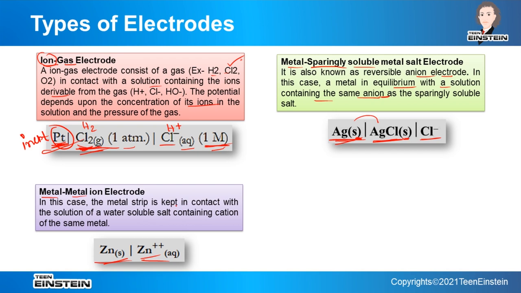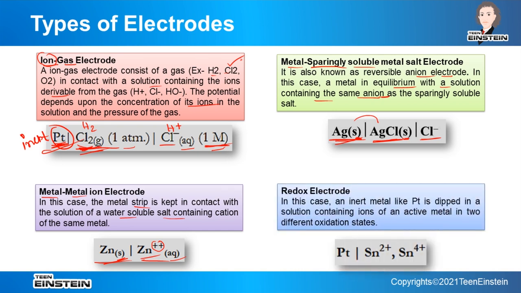So a metal strip or rod, whatever, is kept in contact with the solution of a water soluble salt containing a cation of the same metal. Suppose you have dipped a zinc rod in zinc nitrate solution or zinc sulfate solution, then that is an example of a metal ion electrode. It is in solid state because we have taken the metal strip, but the cation is in aqueous state, because whenever you mention any cation or anion, it must be in the aqueous phase, that is, solution phase.